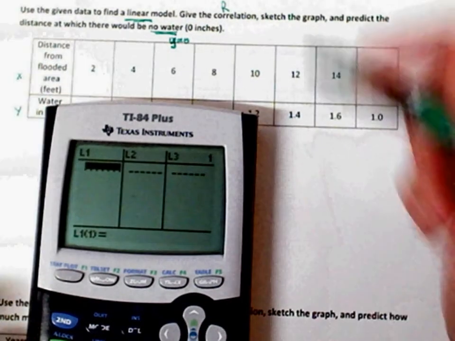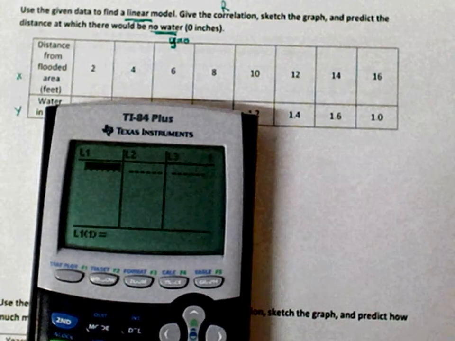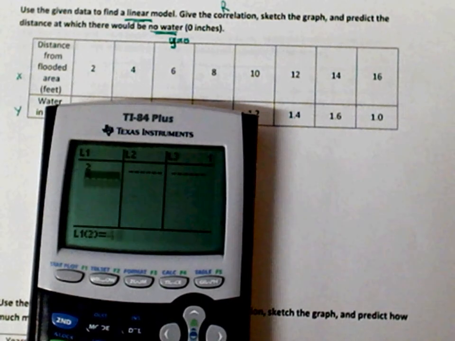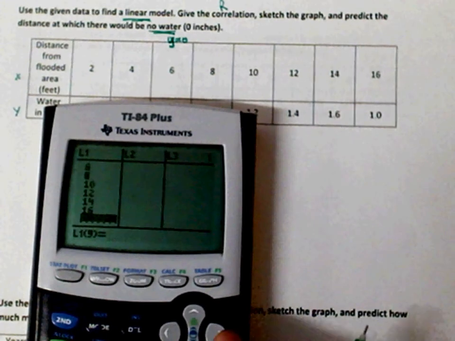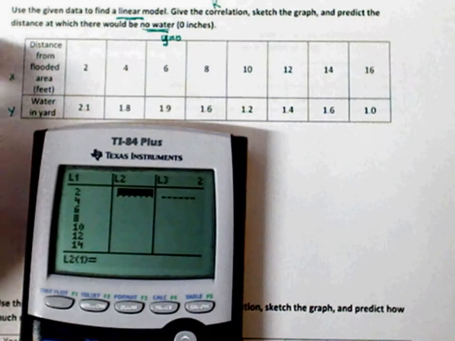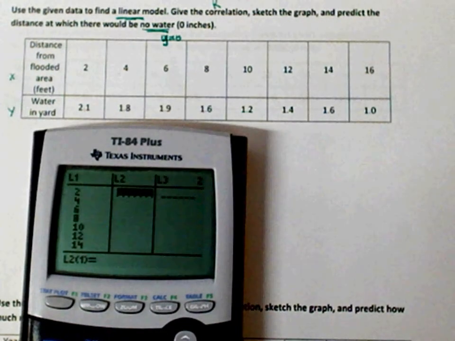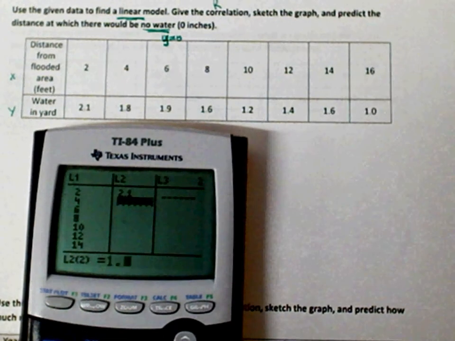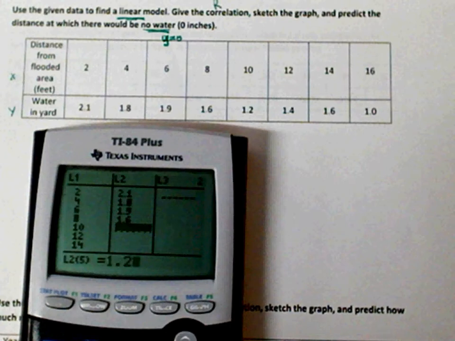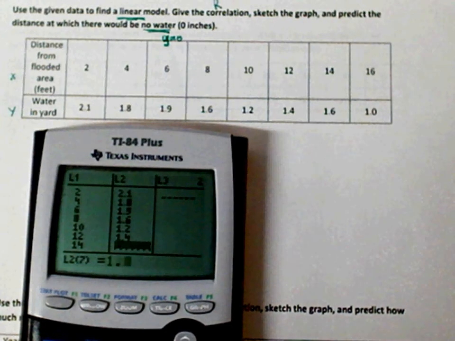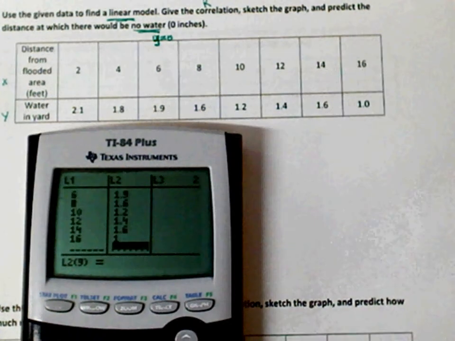All right, let's go ahead and enter L1, that's our x, which is going to be our distance from the flood. So you got 2, 4, 6, 8, 10, 12, 14, 16. Right click. Distance from the yard, water in the yard, 2.1, 1.8, 1.9, 1.6. I notice it's going down as your x is going up. Okay? You can put 1 or 1.0.